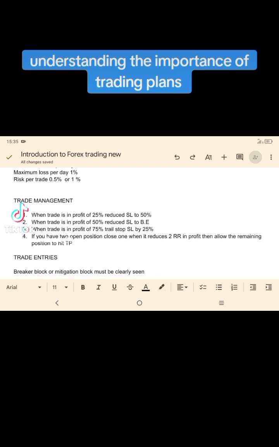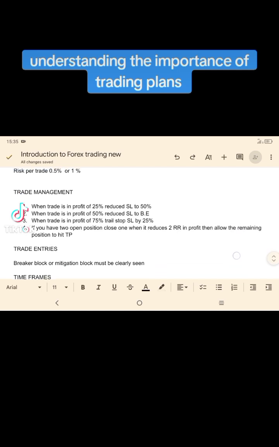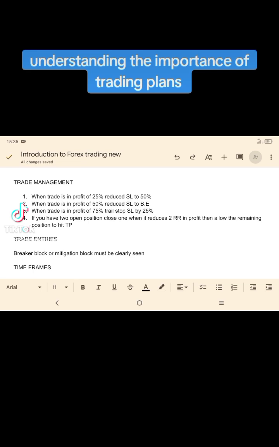When trade is in profit of 75%, trail stop SL by 25%. What do we mean by trailing stop SL? Remember, when you are in 50%, you did what? You break even. Now, when you are in 75%, you trail stop. Move your SL closer by 25%, so that if you are losing, you are just losing 25% of your account. You are not going to lose everything.